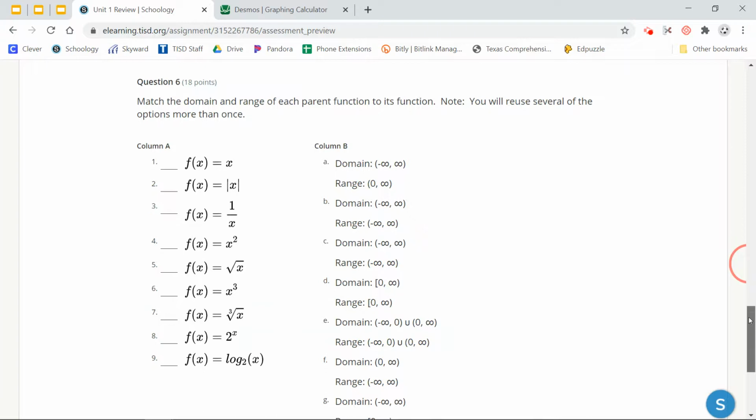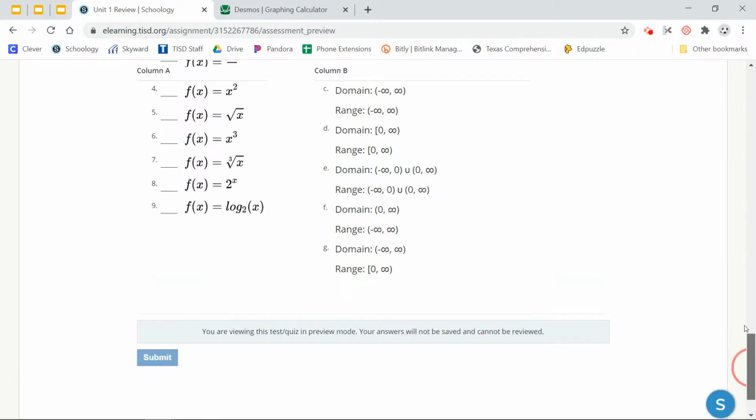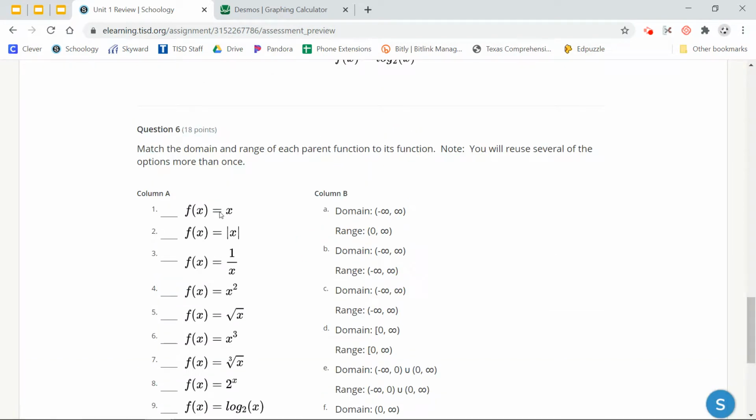And then the domains and ranges, you can reuse these domains more than once on a few of them. So remember that linear is all real numbers for domain and range. Absolute value, domain is all real numbers, range is y greater than or equal to 0. The rational, x cannot equal 0 on domain and range. On x squared, you have the same as absolute value, so the domain is all real numbers and the range is greater than or equal to 0. Square root, domain is 0 to infinity, or greater than or equal to 0, and range is also greater than or equal to 0. X cubed is all real numbers on both domain and range.